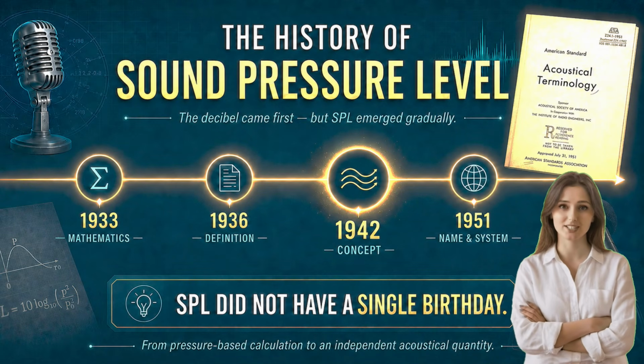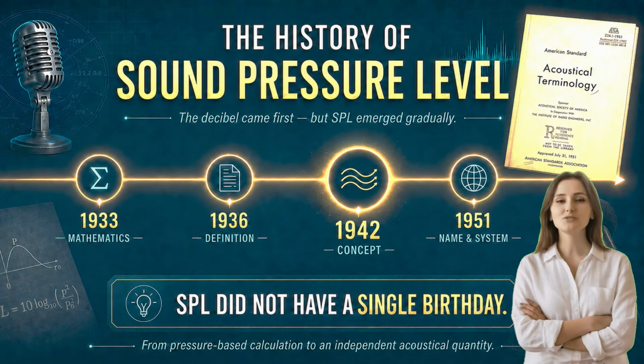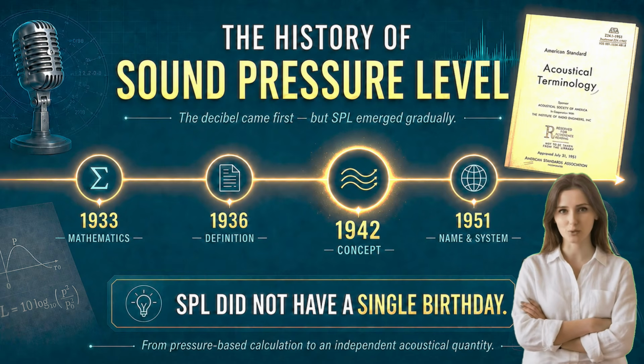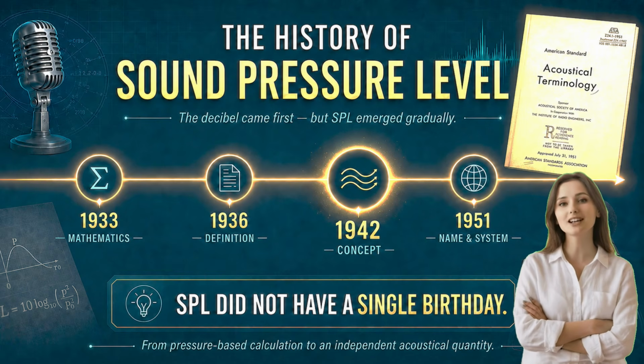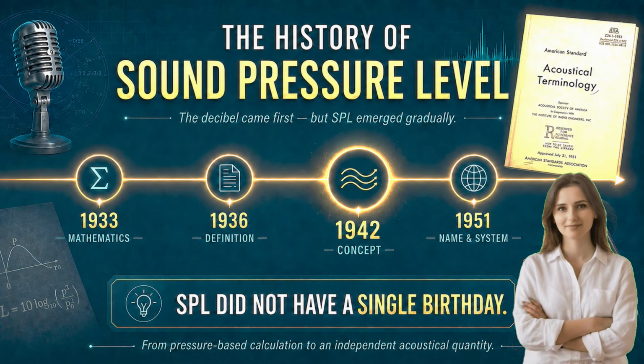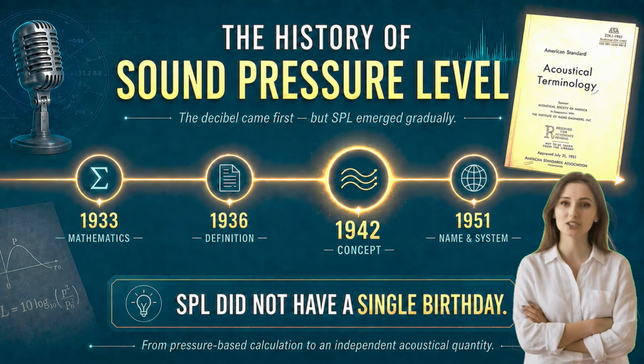1933, the mathematics. 1936, the definition. 1942, the concept. And 1951, the modern name and framework. Among these dates, 1942 will turn out to be especially important. This is where pressure level became clearly distinguished from sound intensity and intensity level, as a quantity in its own right.